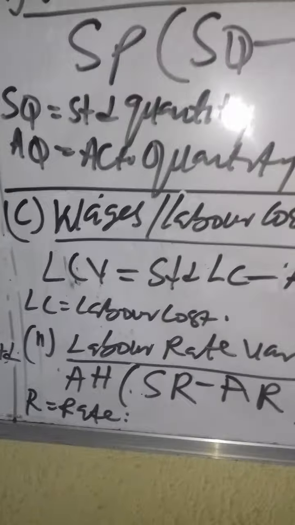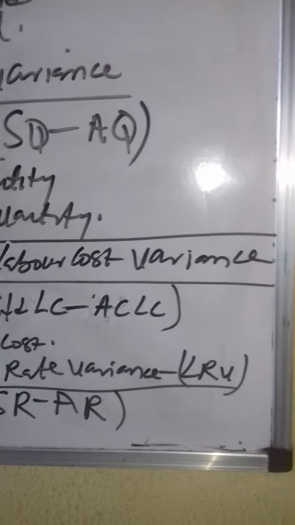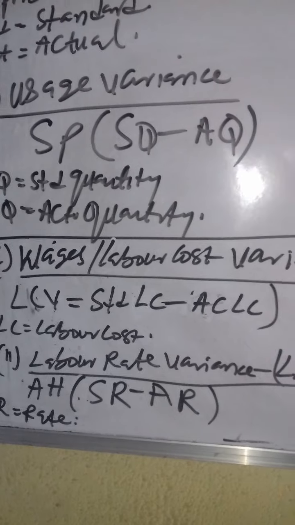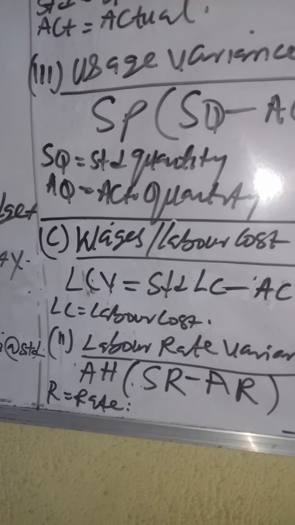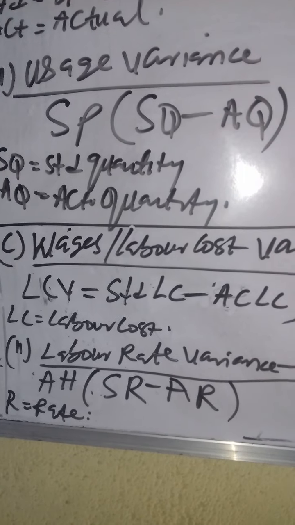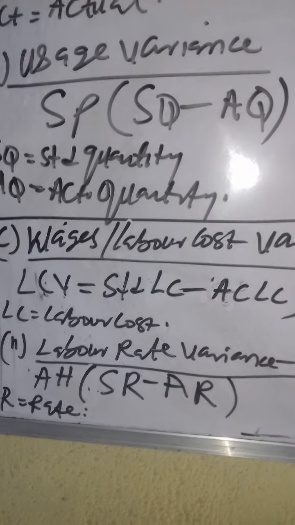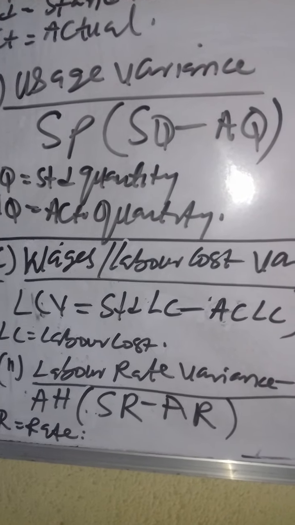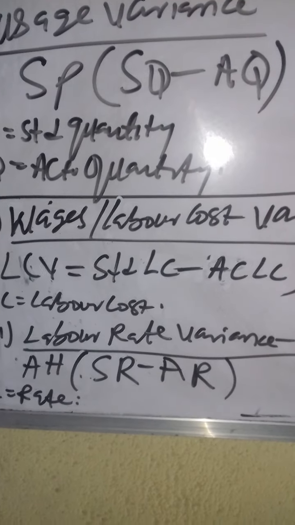Let's go. Now we're looking at wages or labor cost variance. We say labor cost variance is equal to standard labor cost minus actual labor cost, which is divided into three areas. Labor rate variance is actual hours used multiplied by the difference between the standard rate of labor minus the actual rate of labor. Actual hours used multiplied by the difference between standard rates minus actual rates.